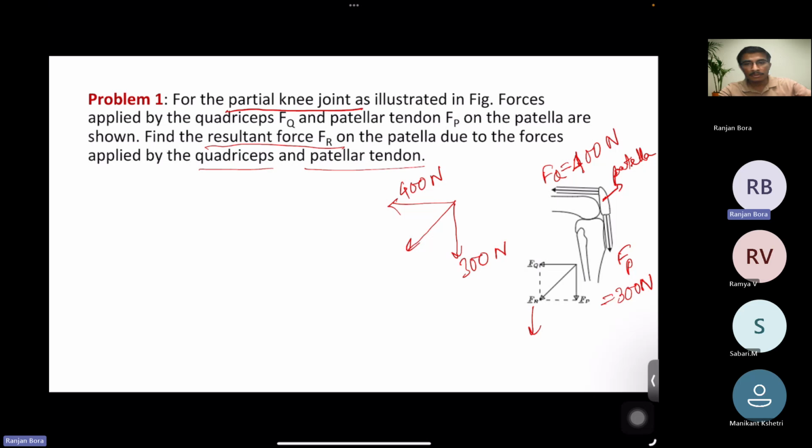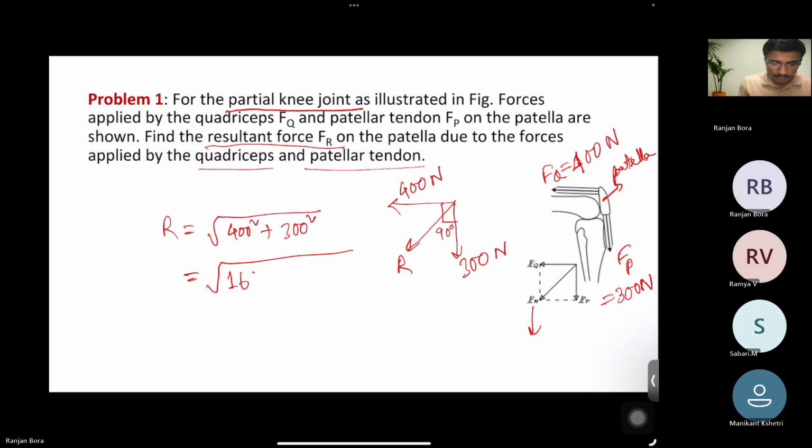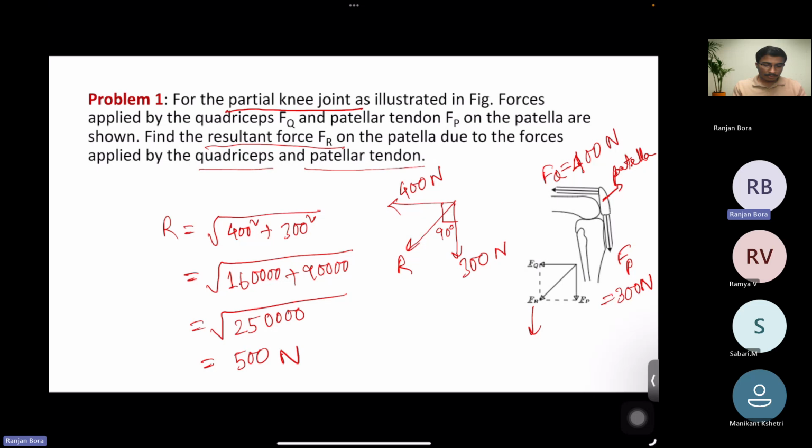Yes, it is 500 Newton. So I will show, this is a simple problem. These forces are at an angle of 90 degrees. So the magnitude of resultant R will be square root of 400 square plus 300 square. 400 square is 160,000, and 300 square will be 90,000, so it would be 250,000, whose square root is 500. So the answer is 500 Newton.